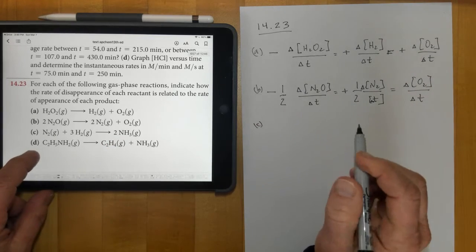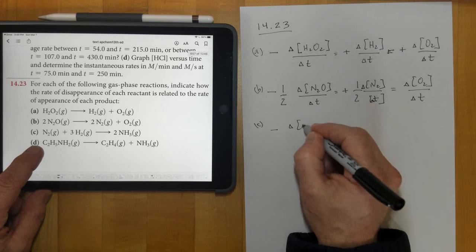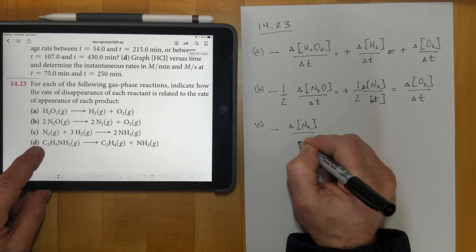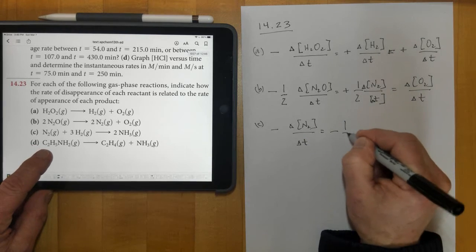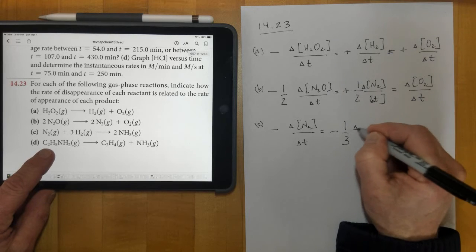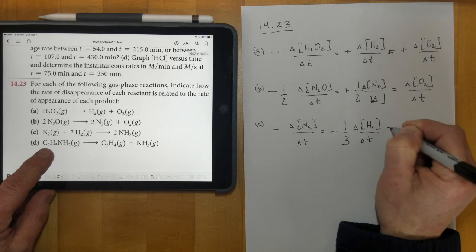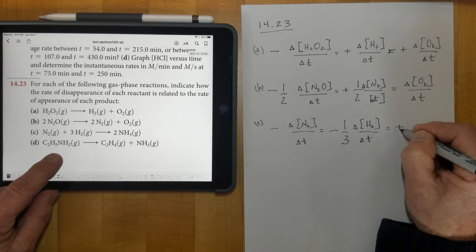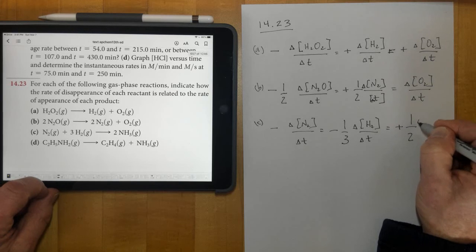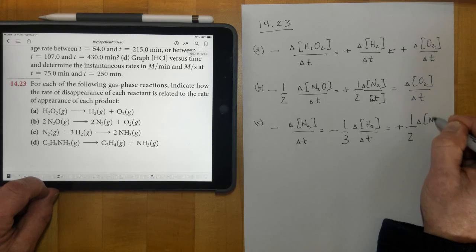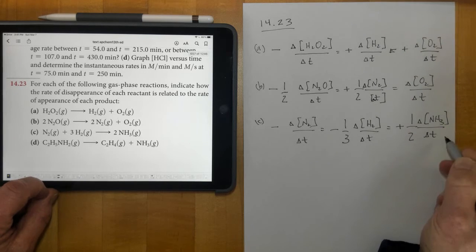Then letter C, we now have the disappearance of the concentration of N2 per unit time is equal to the disappearance of 1/3 now of the concentration of H2 per unit time, which is equal to the appearance, or positive, of 1/2 of the concentration change of NH3 per unit change in time.